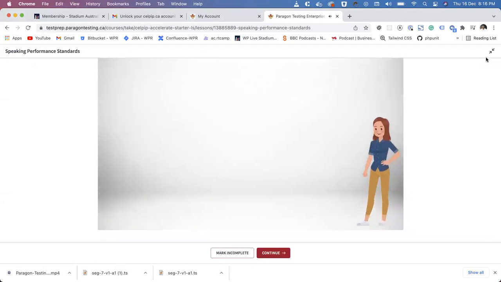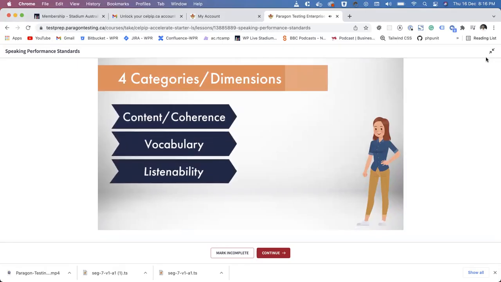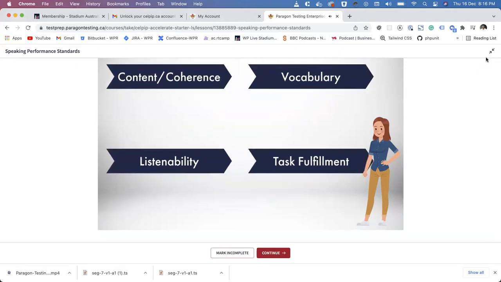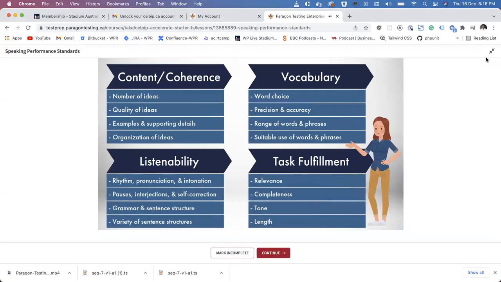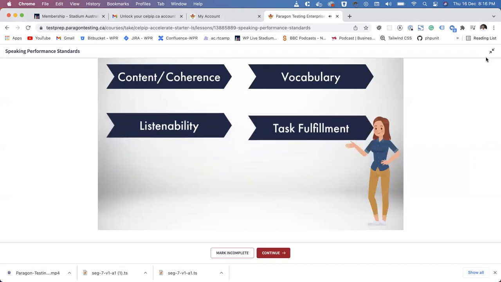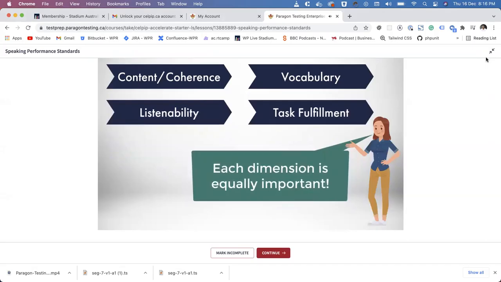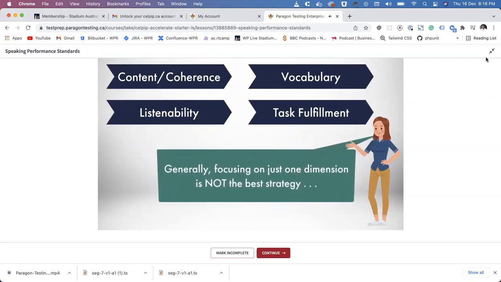The rating scale is divided into 4 categories, or dimensions. The dimensions are content and coherence, vocabulary, listenability, and task fulfillment. Within each dimension are 4 individual factors that are considered. Raters assess each dimension separately, so it's possible to do well in some and less well in others. It's essential to understand that none of the 4 is most or least important to your score. They're all very important. For most test takers, focusing only on one dimension or a factor or 2 within a dimension is not an effective strategy for preparing for CELPIP.